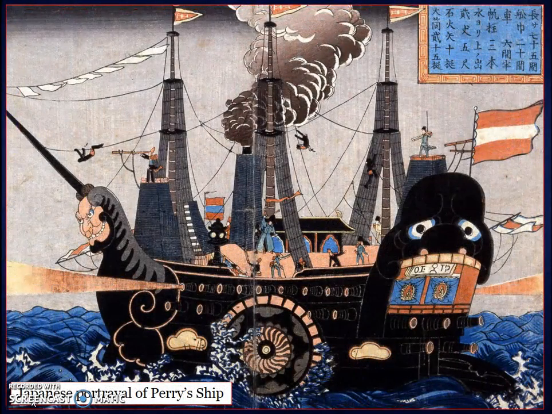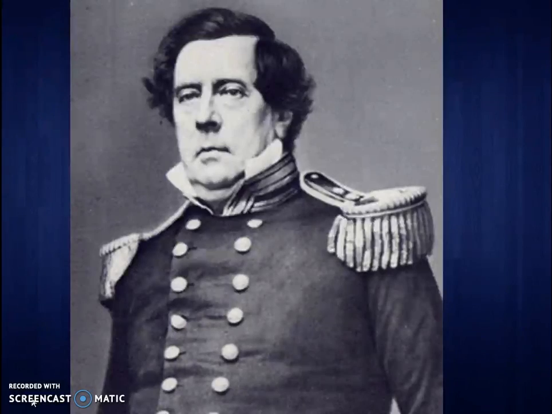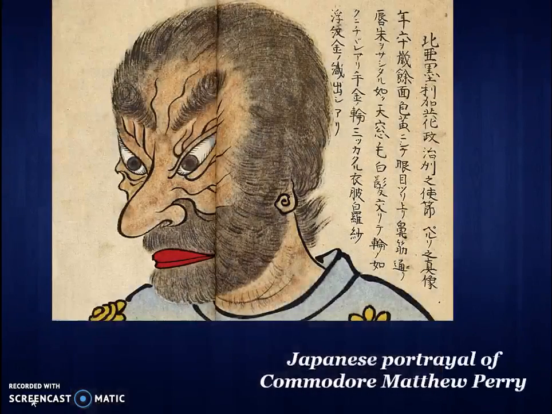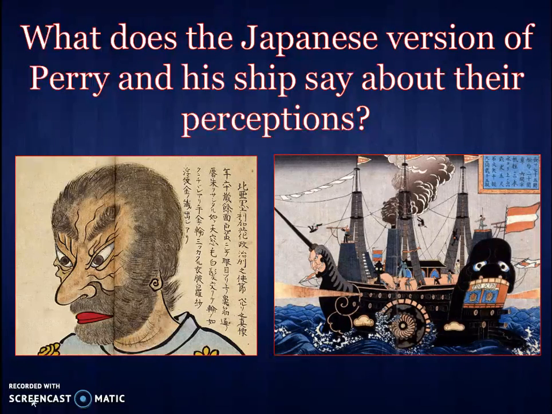This is how the Japanese portrayed Perry's ship in their artwork. If you take a quick look here, you can see that obviously it's not an accurate portrayal, but they portray it this way for a reason. Again, here's our image of Commodore Matthew Perry, and this is how he is portrayed in Japanese art. Again, clearly not an accurate representation. But when you consider these 2 illustrations, they're very telling, and they give us a sense of how the Japanese perceived Perry and the United States.